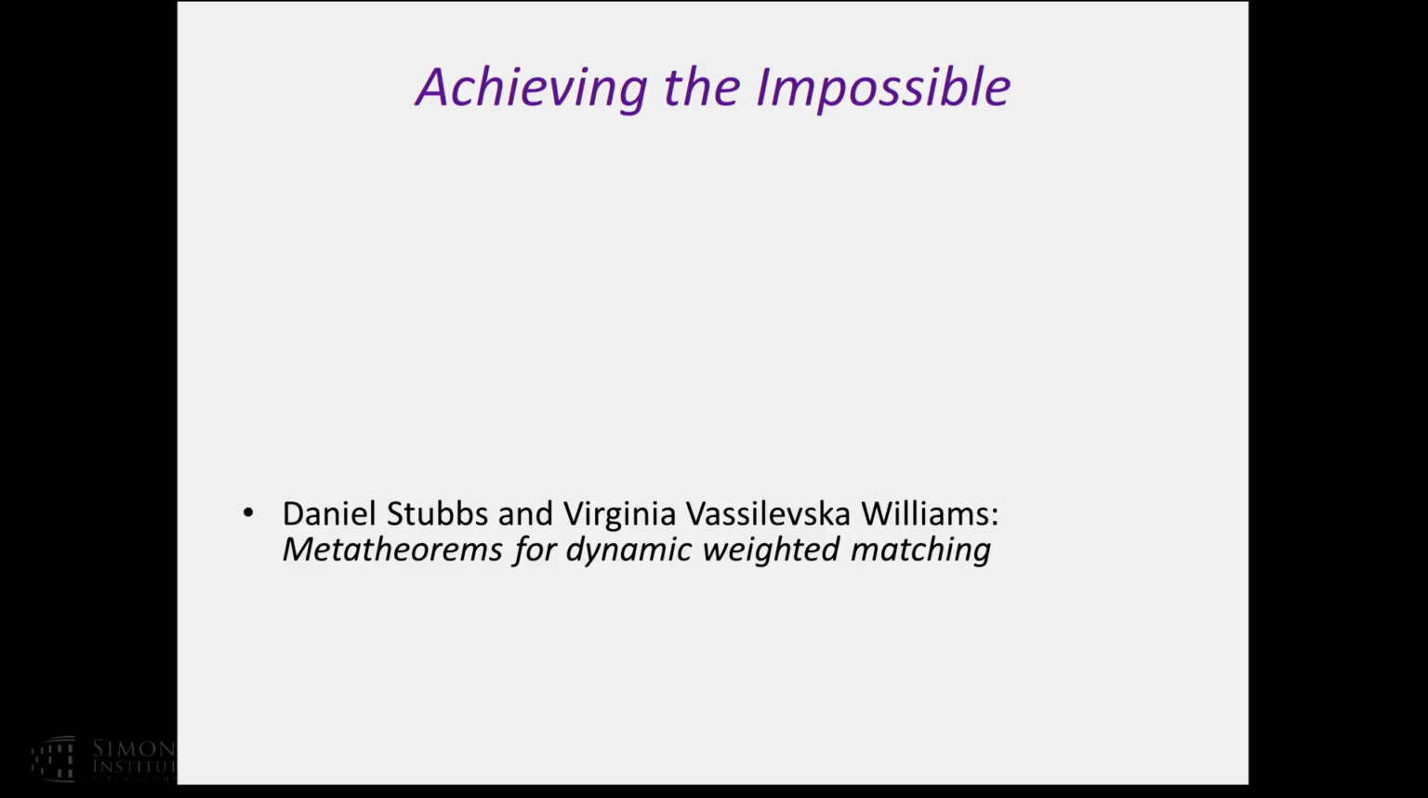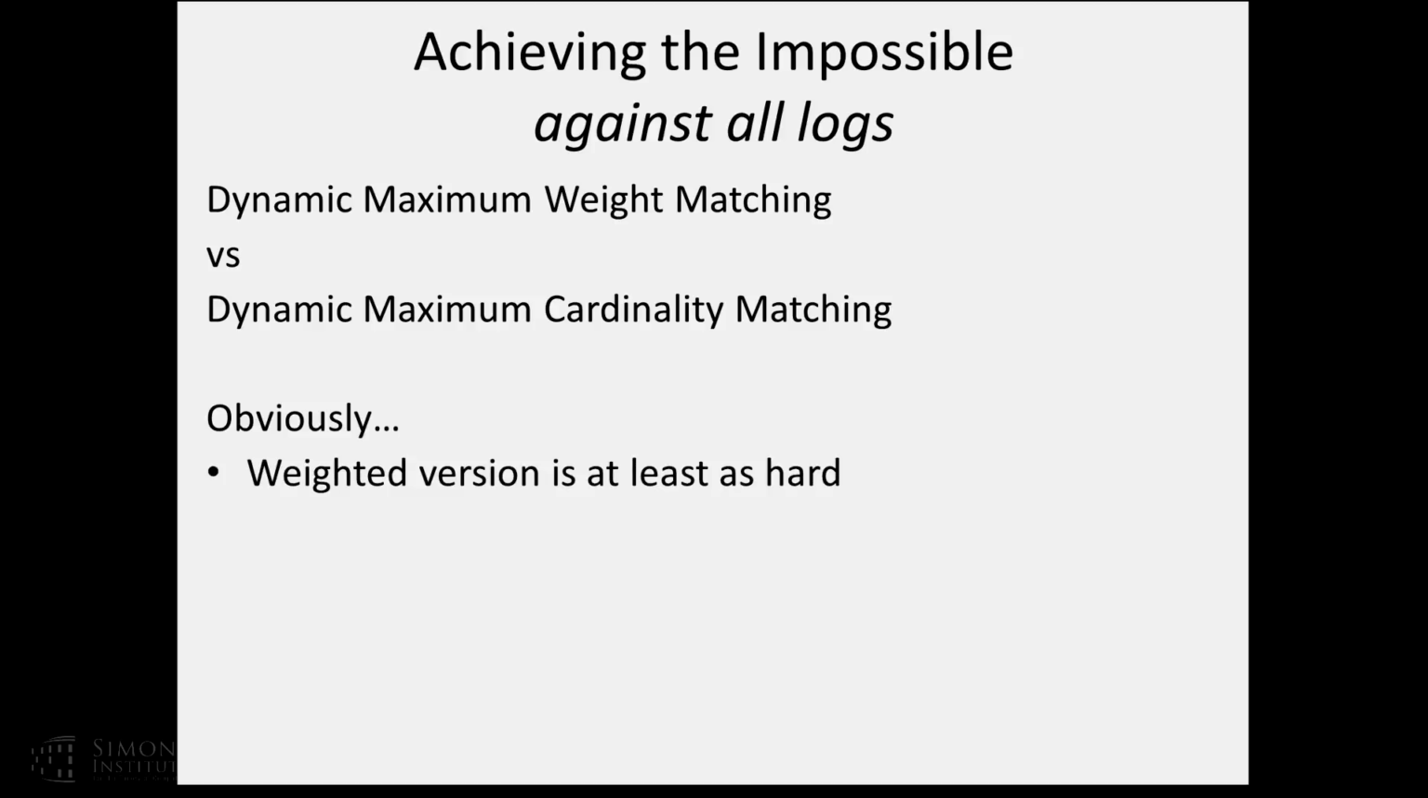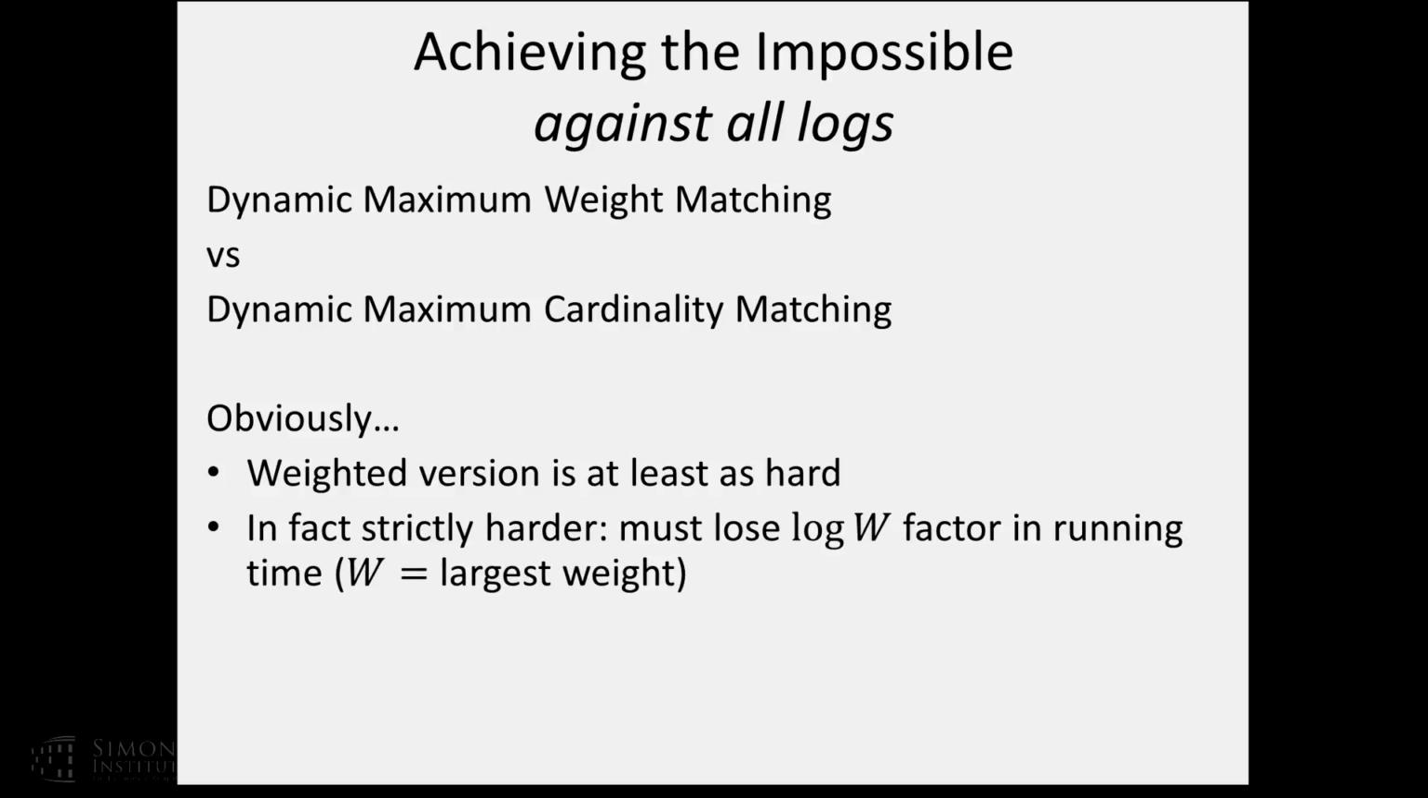Third talk in the session, I just found out about it, so from what I managed to prepare in 20 minutes: we have a dynamic maximum weight matching, and there is the same thing with cardinality, right? And obviously the weighted version is at least as hard. Also, it's obvious that if W is the largest integer weight, then you need at least a log W factor just to read all the weights, right? And definitely in log W time, it's impossible to do anything, right? So we'll be proven wrong.